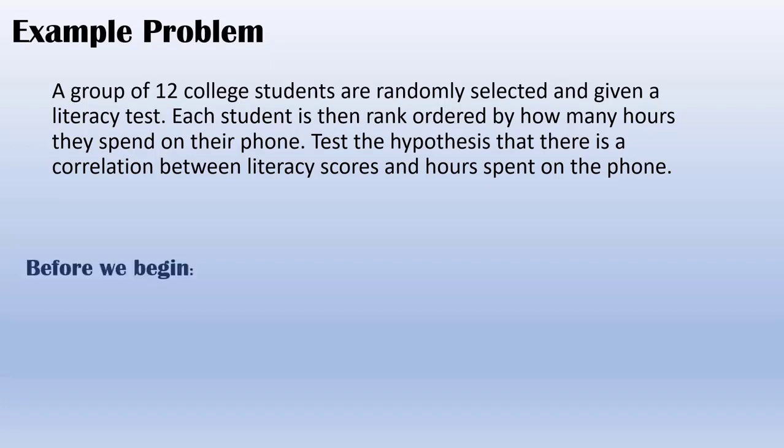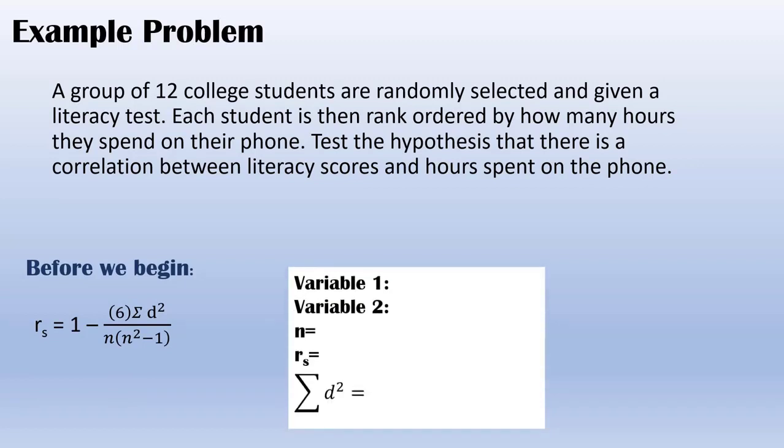Before we begin, there are always a few things that I like to gather that help me keep my information a little bit organized. First is going to be that formula for Spearman R that we looked at a little bit ago. And I always like to keep a table handy of all the information that I am going to need. It helps me to keep organized and not overanalyze the word problem.